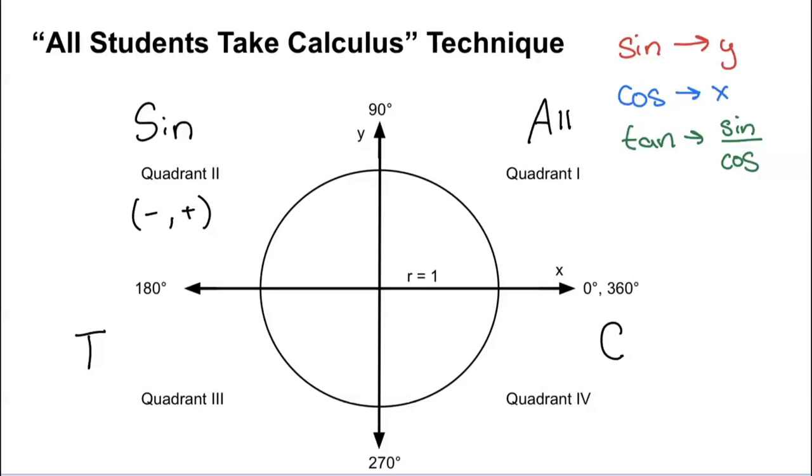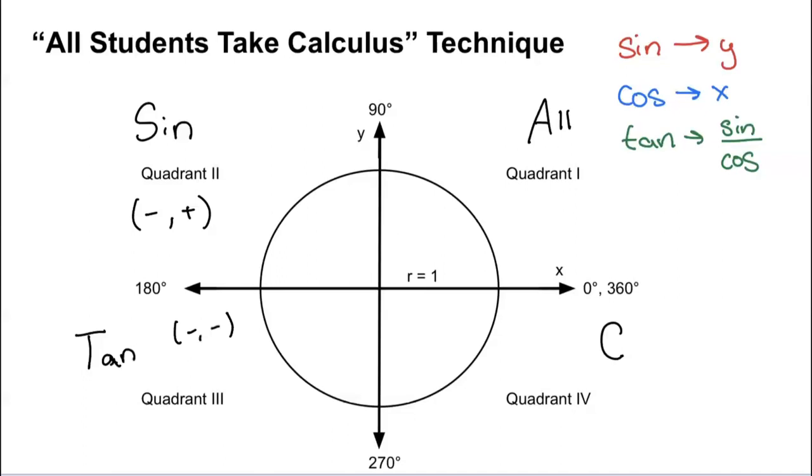Now with quadrant 3, this T is going to be tangent. Tangent is going to be positive in quadrant 3, whereas sine and cosine are not, because in quadrant 3 it's negative, negative, and the ratio of two negative numbers is going to be positive.